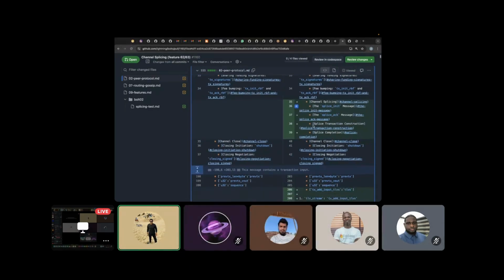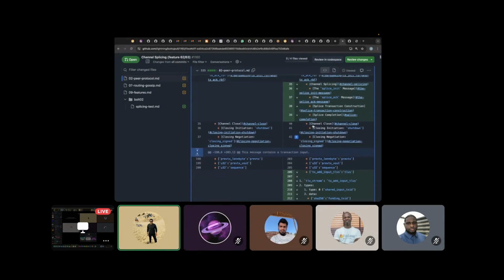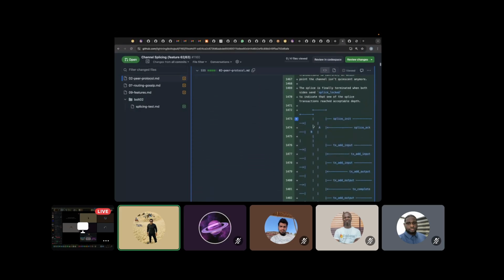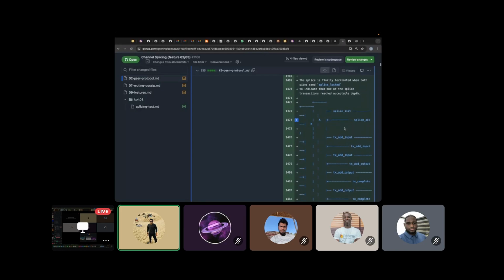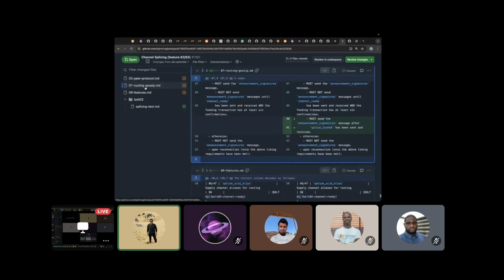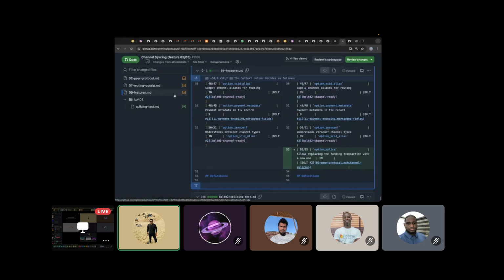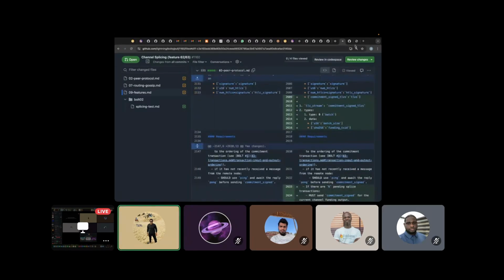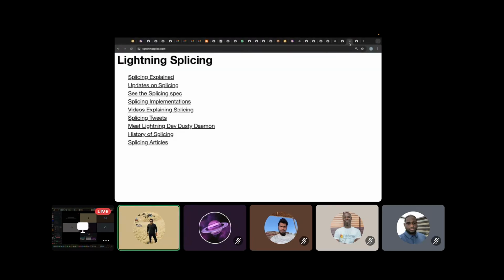In Bolt 2, they have described the new messages that would be needed to make the interactive transaction and initiate the splicing. And on Bolt 9, they define a new feature to enable splice, which is the 62 and 63. It's called option splice.